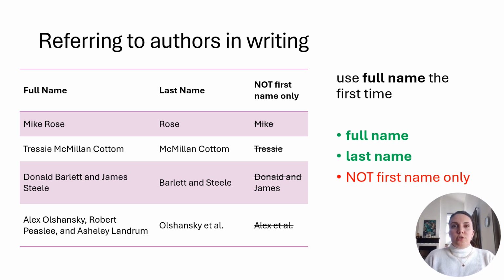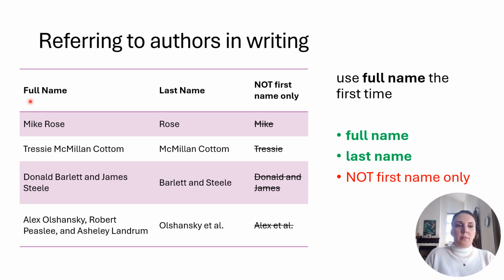And in most cases, you're trying to write formally, so you want to call them by their full name the first time you refer to them. So when referring to an author, use their full name the first time you refer to them. After that, you can still refer to them by their full name. You can change it up and call them by their last name only, but you should never refer to them by their first name only.